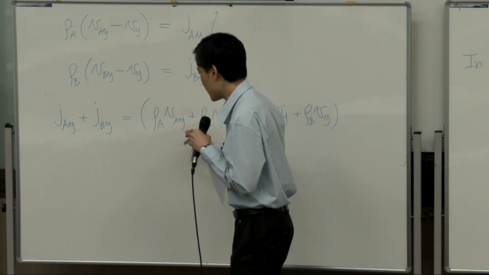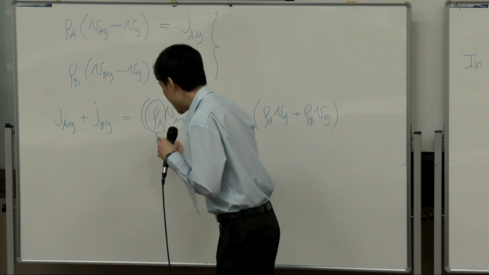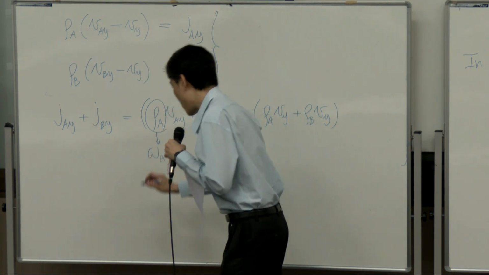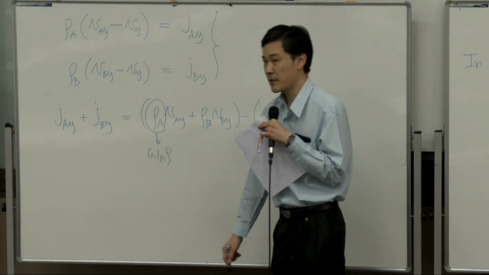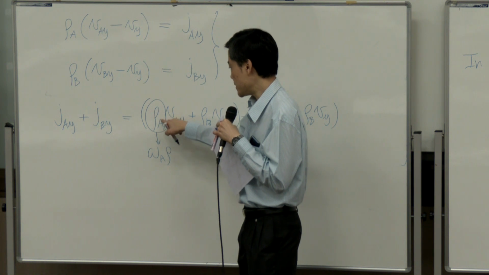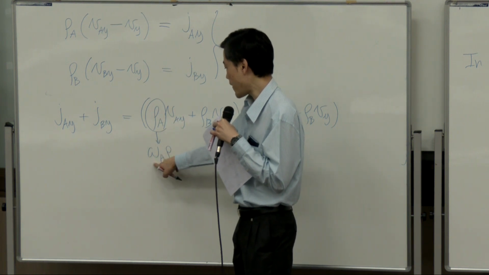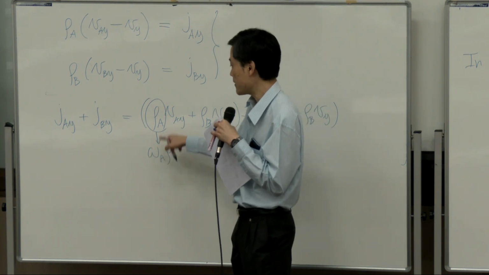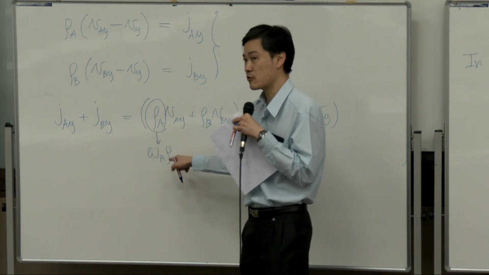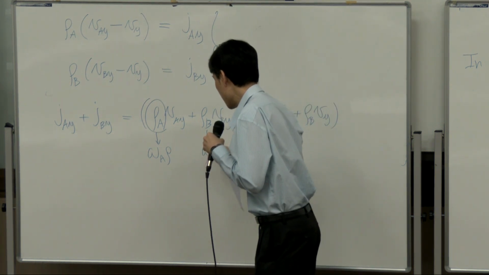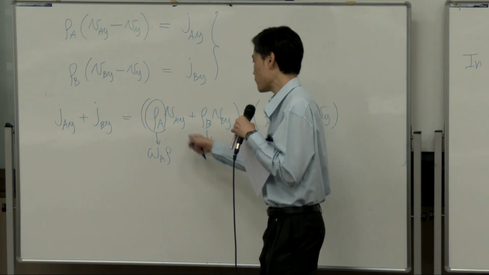For the first part, I say that rho A is basically omega A times rho. Remember from the very beginning of the class, the mass concentration of any species equals the mass fraction times the total concentration. In other words, mass fraction is defined as mass concentration per total concentration. This one is also omega B times rho. So I can take rho out.